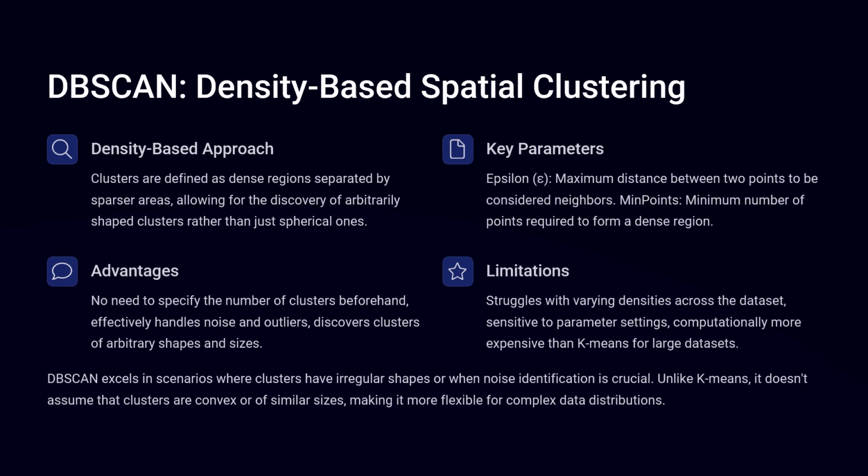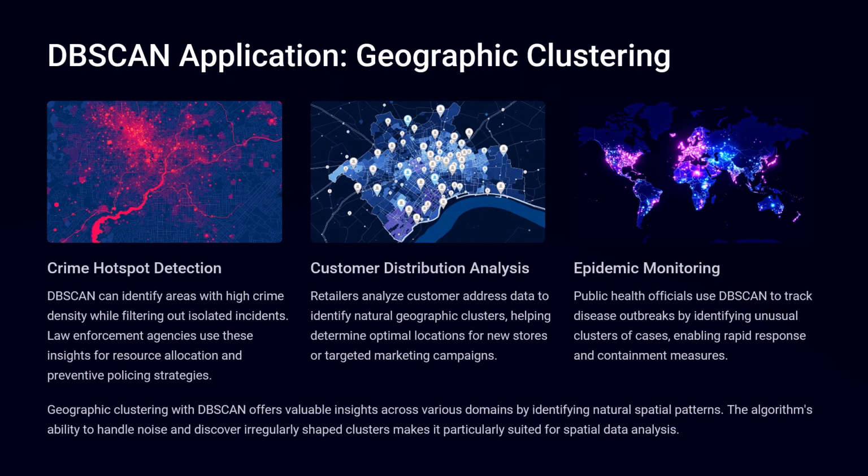DBSCAN application, geographic clustering. Crime hotspot detection: DBSCAN can identify areas with high crime density while filtering out isolated incidents. Law enforcement agencies use these insights for resource allocation and preventive policing strategies.